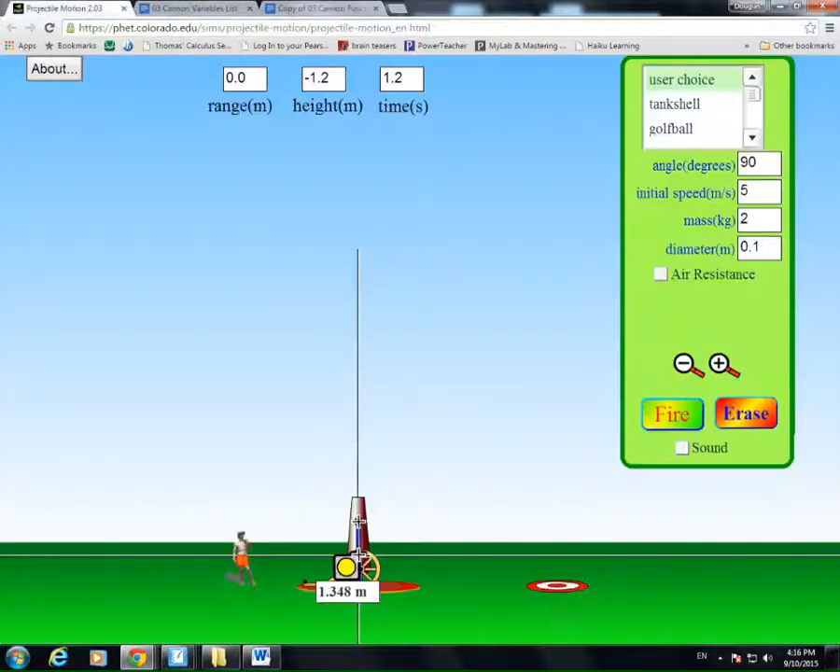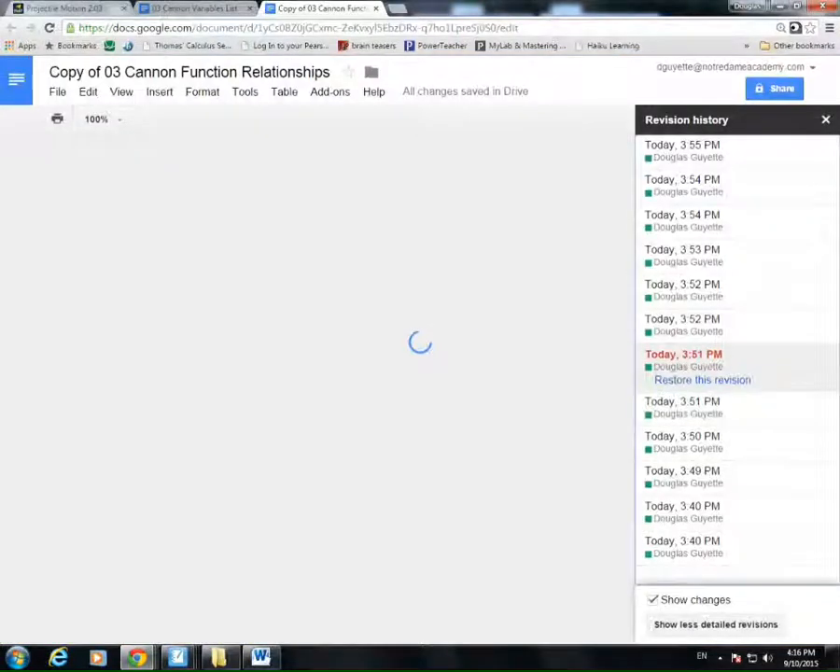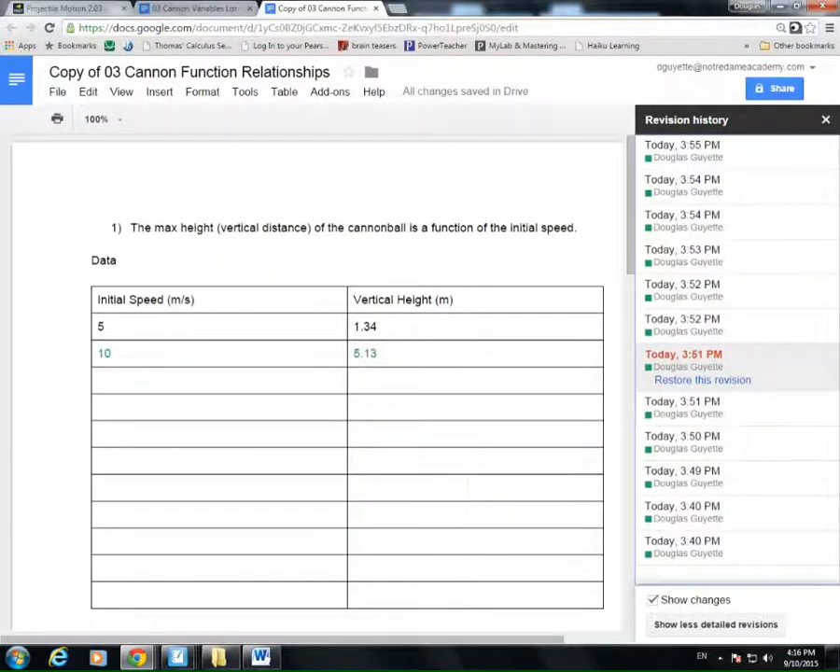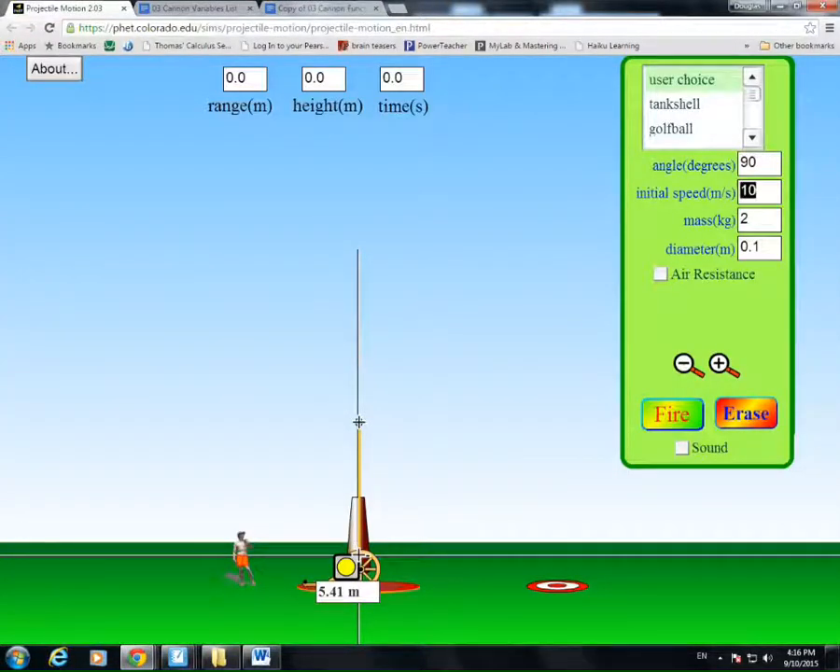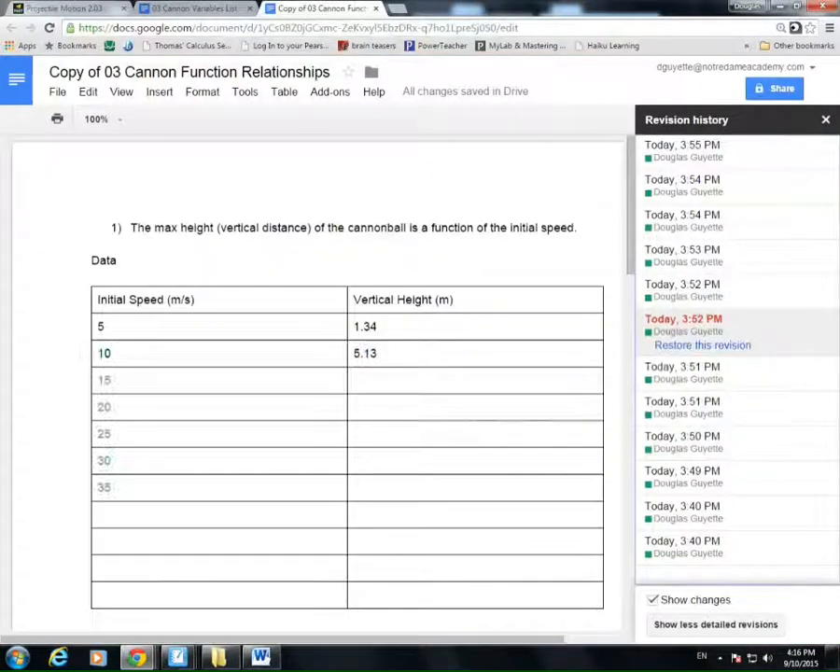So go back to the simulation, erase what I have, change my initial speed now to 10 meters per second, and hit fire. As you can see, the cannonball is going up much higher this time, and I measure it at around 5.4 meters. So I go back over here and I add the data, 10 meters per second, 5.13. Now again, this I measured earlier, and I got a different measurement, so I was being a little careless this time. But nonetheless, I put that data in, go back, erase, change my independent variable, and measure the impact of the dependent variables. I measure it up, go back to the table, record the data, and so on.